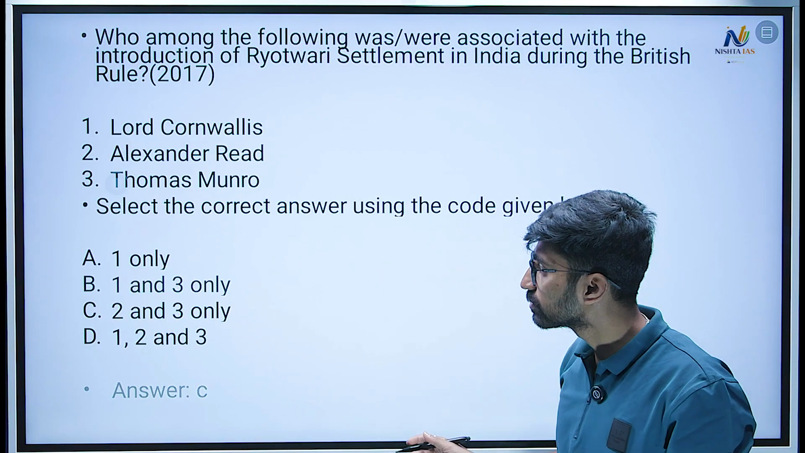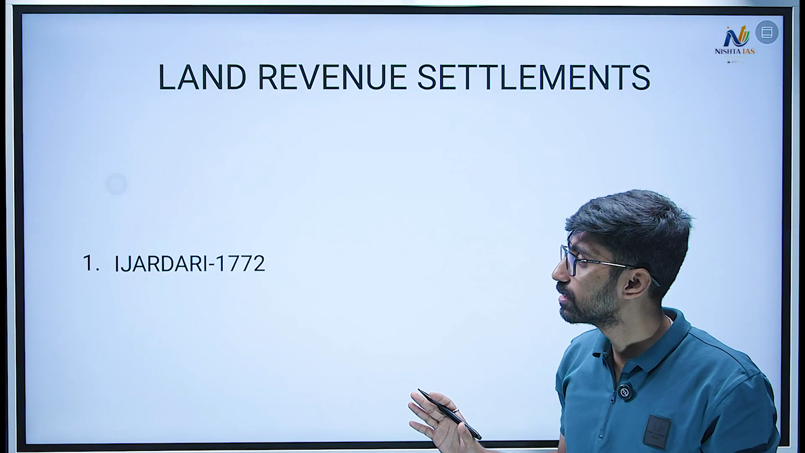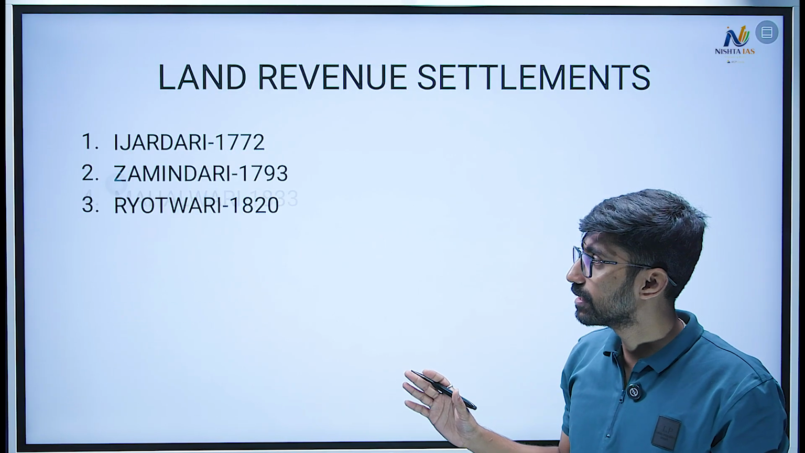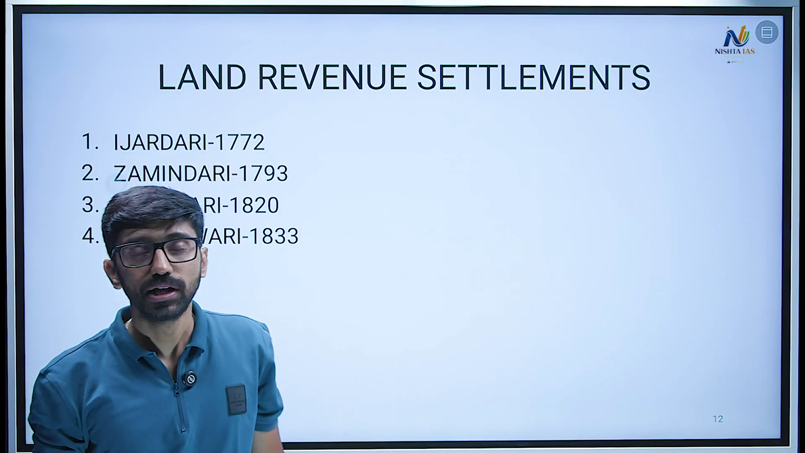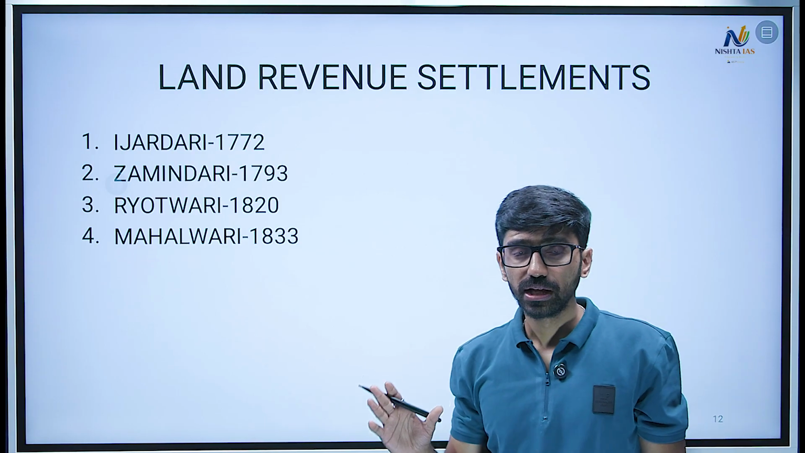So now we are going to understand all the land revenue settlements. There were 4 land revenue settlements. Ijardari system, then Ryotwari system, Zamindari system, and then lastly we can talk about Mahalwari system. Chronologically, we will discuss every one: 1772, 1793, 1820, 1833. So these are the 4 land revenue systems.